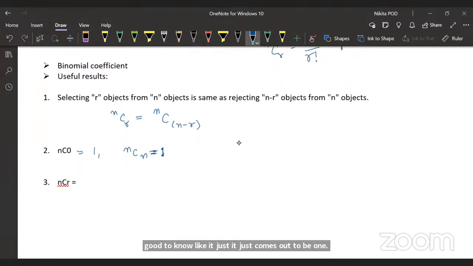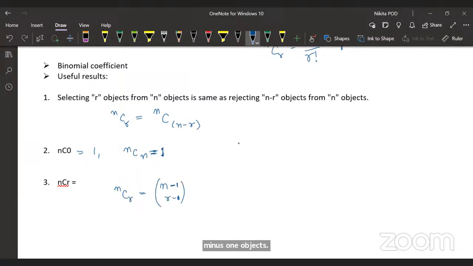Then the next is n choose r is same as selecting r minus 1 objects out of n minus 1 objects. Choosing 0 objects from n objects. How is that 1, ma'am? Yeah, because it is just n factorial by n factorial times 0 factorial. And this is nothing but just 1.